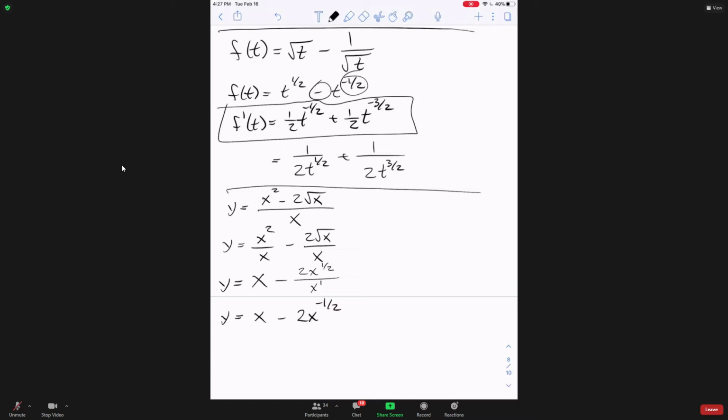So now, let's take the derivative. Derivative of x is 1. The derivative of the second term, negative 1/2 times negative 2, which will be positive 1, x to the, subtract 1 from the exponent, negative 1/2 minus 1 is negative 3/2. And that would be the derivative.